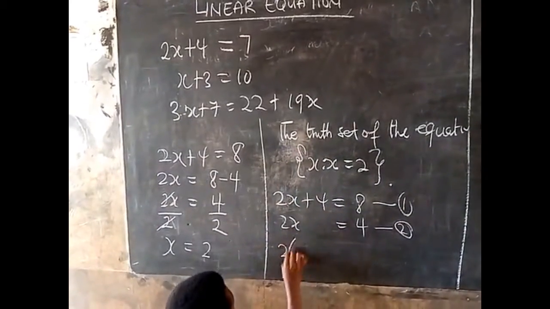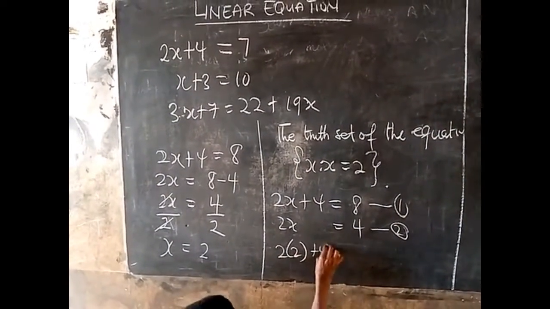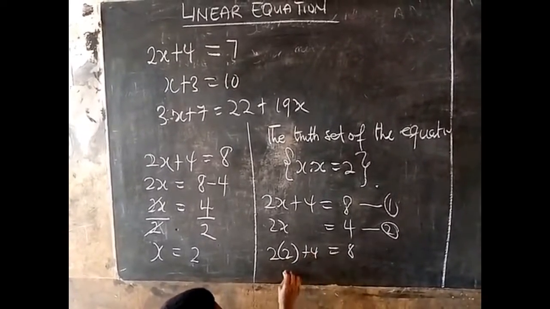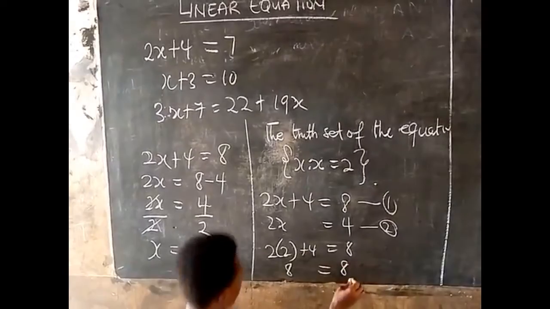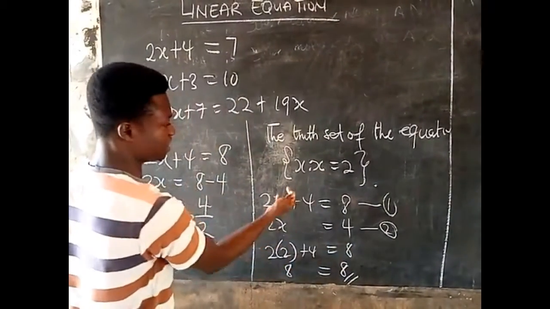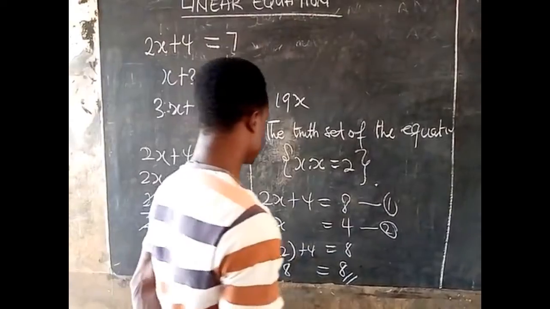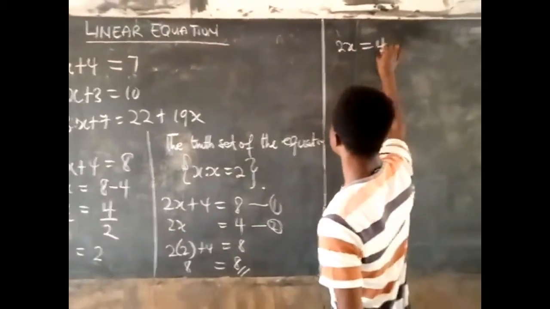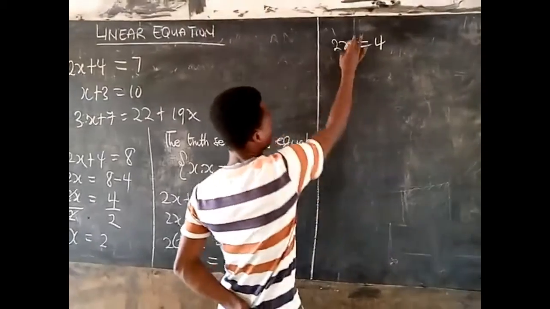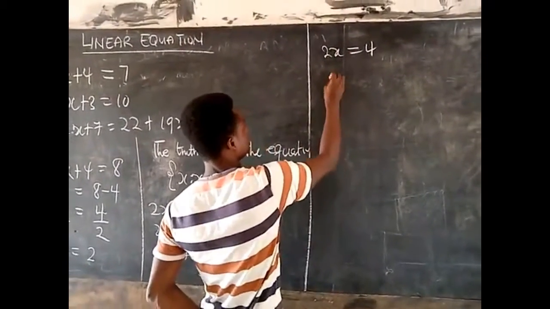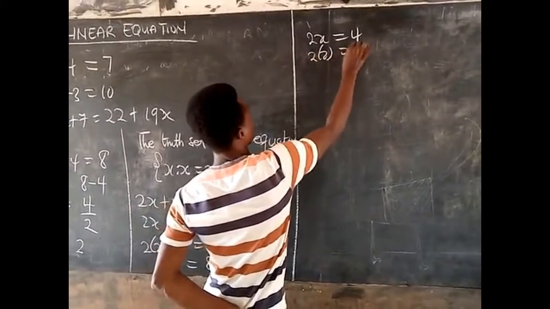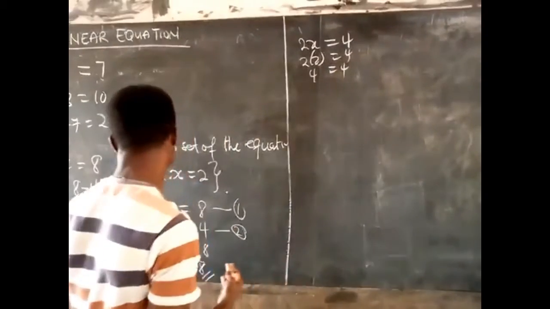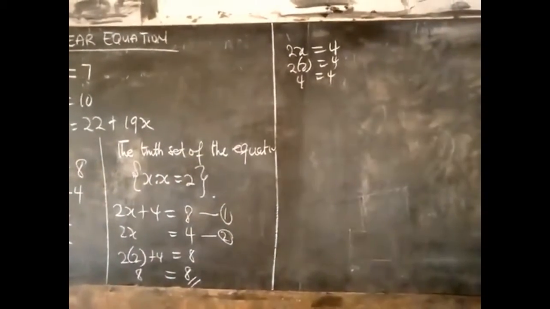So we have 2 replacing x in 2x plus 4 is equal to 8. 2 times 2 gives us 4, 4 plus 4 gives us 8, and 8 is equal to 8. It means that 2 satisfies the equation, meaning 2 is a true set. Let's check the second equation. If I have 2x equal to 4 here, let's substitute x, which is 2, into this equation. 2 times 2 is equal to 4, so 4 is equal to 4. It means that x equal to 2 satisfies the equation as the true set.